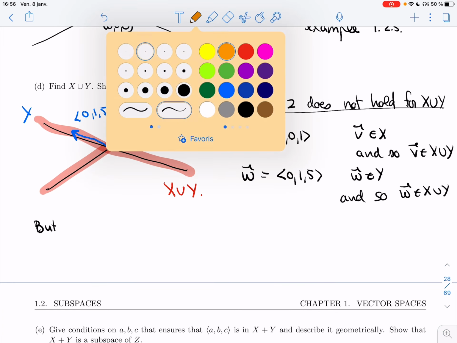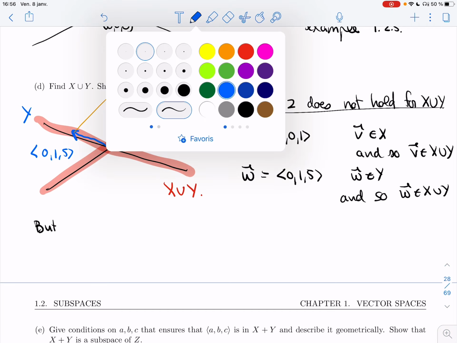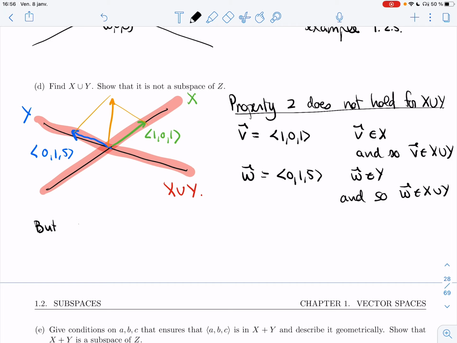so let's draw it as well. If I take the sum with the parallelogram rule, it's going to be this element. Sorry, there's too much going on right here. So let's draw the blue vector underneath. That was 1, 0, 1, 5. And so v plus w is going to be 1, 1, 6.